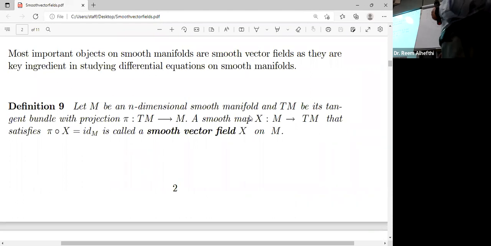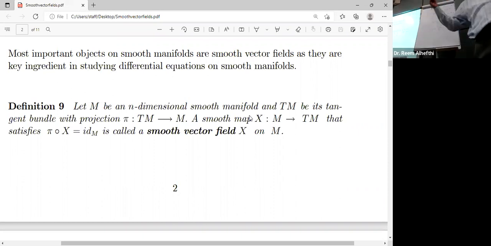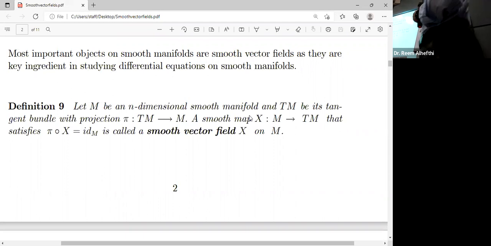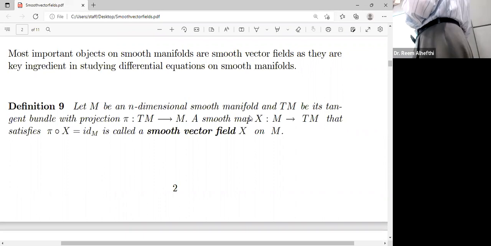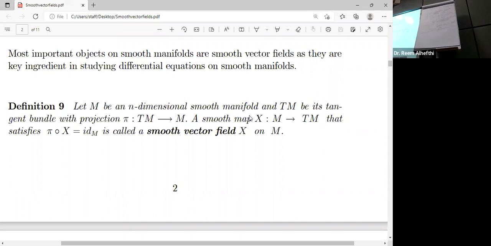Now, what is the outcome of this? The outcome is that X at point p should be in T_pM. That is the requirement: X_p should be a tangent vector in T_pM. So this is the definition of a smooth vector field: a smooth map from the manifold to the tangent bundle.